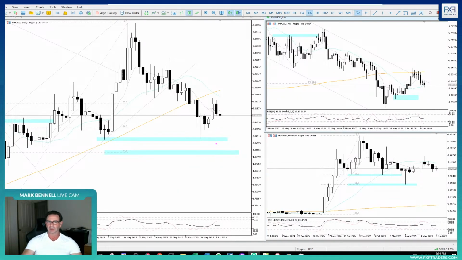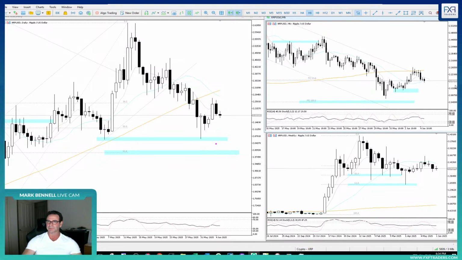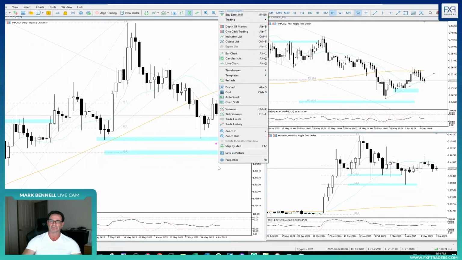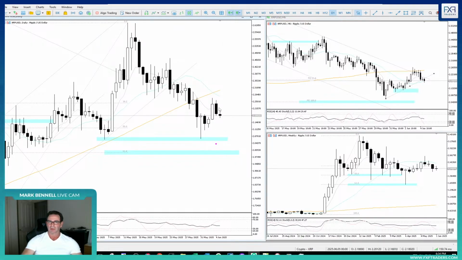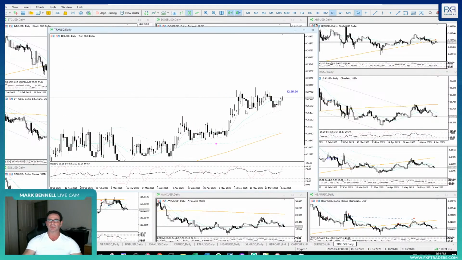Ripple. No, look, can't really get there. And this is looking corrective too, isn't it? It hasn't got much of a... No, it hasn't. It's above the moving averages though. So that's what I'm seeing with those cryptos, folks.